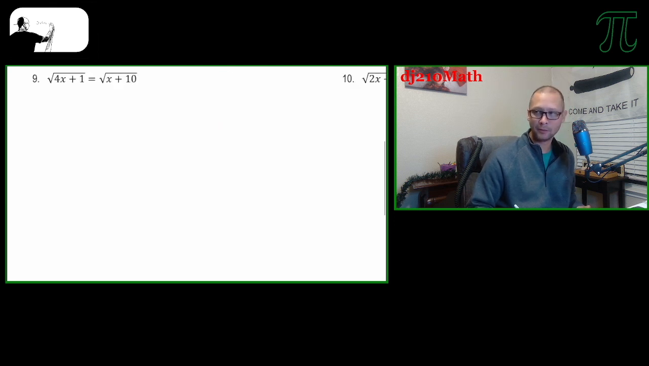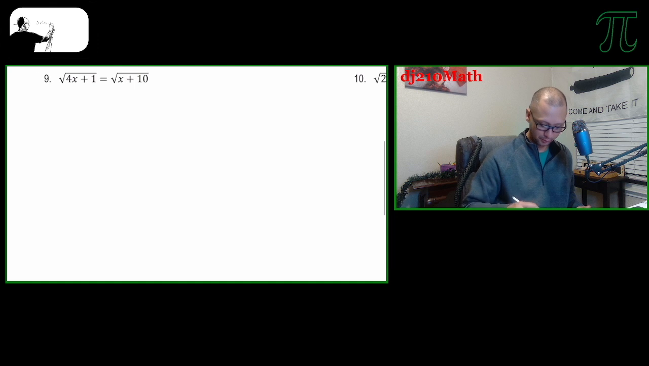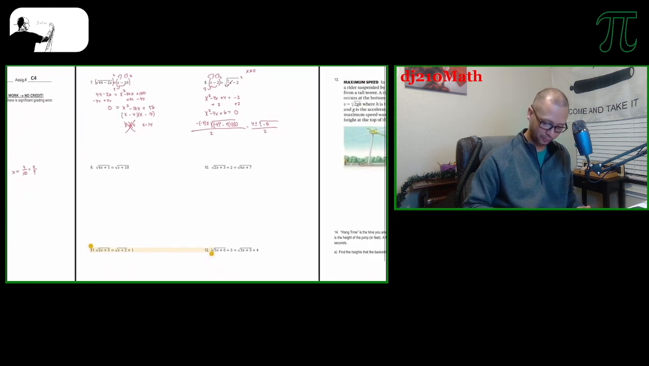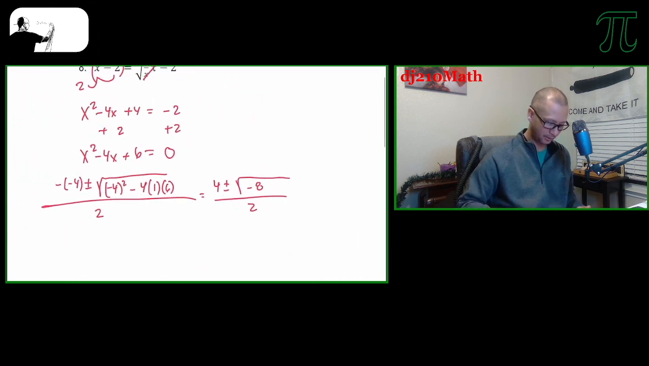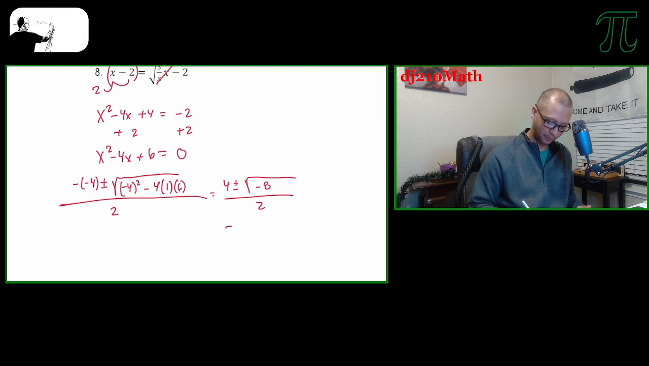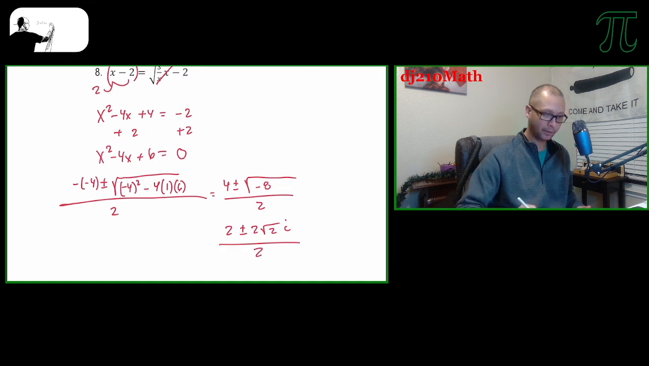All over 2. 8, we know, 2 times 2 times 2. So 2 root 2. All right, 2 root 2. So 2 plus or minus 2 root 2 I over 2. Okay, there's a 2 in every term. So 1 plus or minus root 2 I.